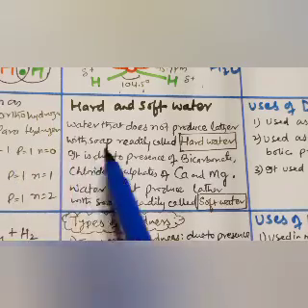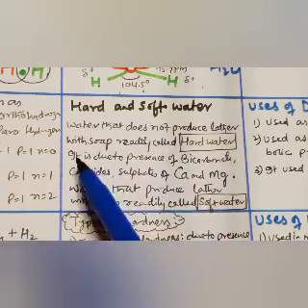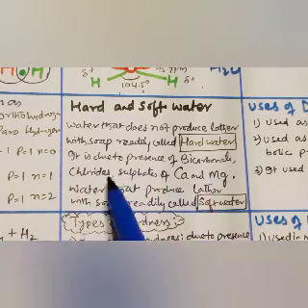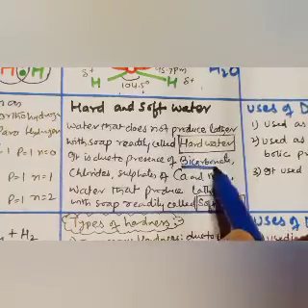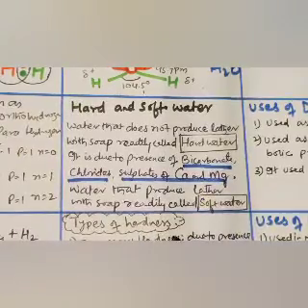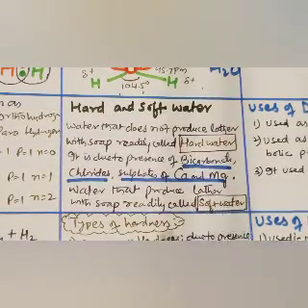So the water which doesn't produce lather is hard water, and it is due to the presence of bicarbonate, chloride or sulfate of calcium and magnesium. Water that produces lather with soap readily is called soft water.